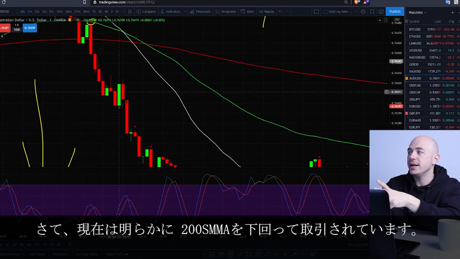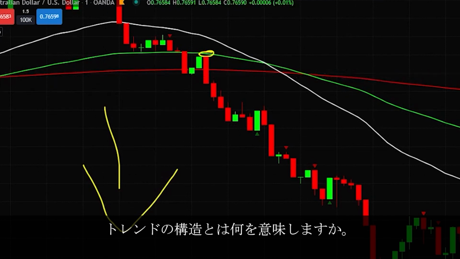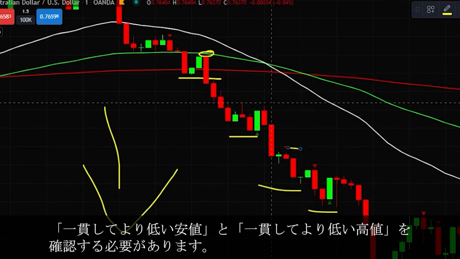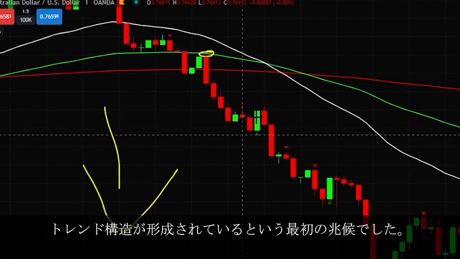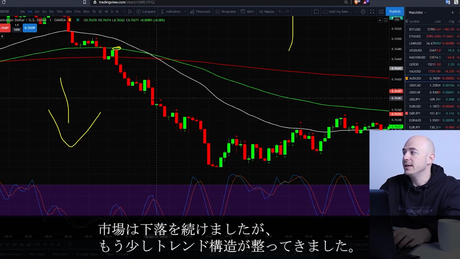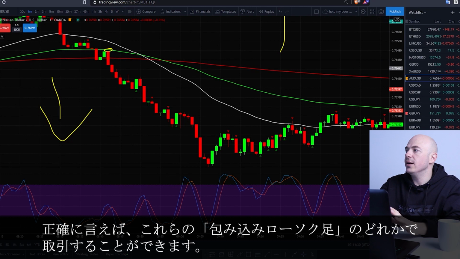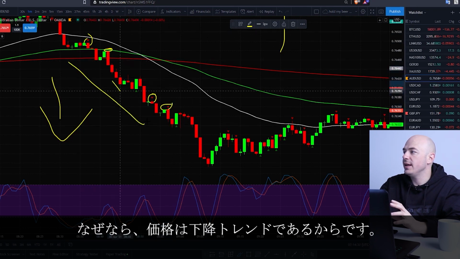So now we're clearly trading below the 200 smooth moving average, and now we're waiting for structure to be formed. What do I mean by structure? You want to see lower lows consistently and lower highs consistently. So this engulfing candle right here was our first indication of structure being formed. The market continued down, we got a little bit more structure, and then we get our engulfing candle. Now, technically, you could have traded off of any one of these down engulfing candles, because we are in a down trend.